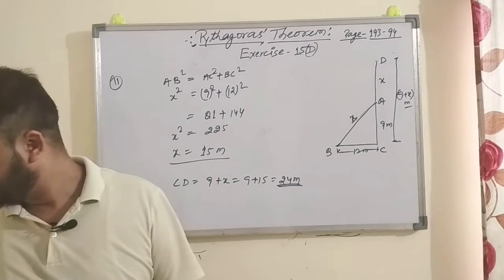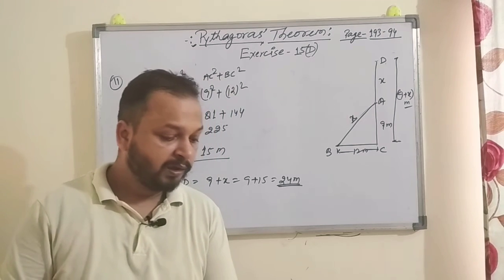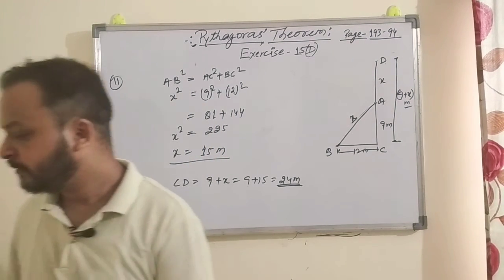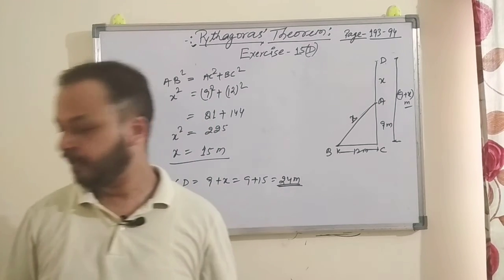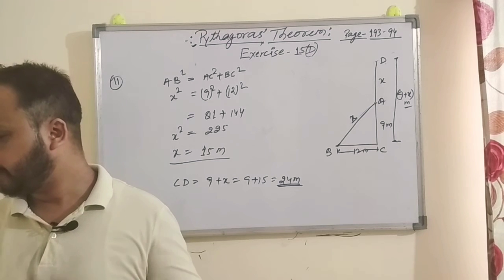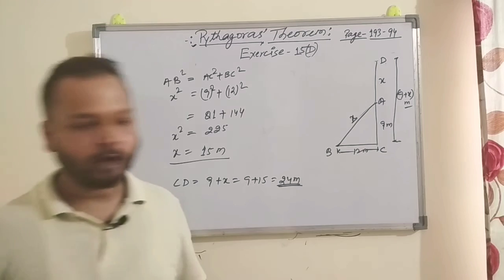Now come to question number 12. Two poles, 18 meters and 13 meters high, stand upright on a playground. If their feet are 12 meters apart, find the distance between their tops.